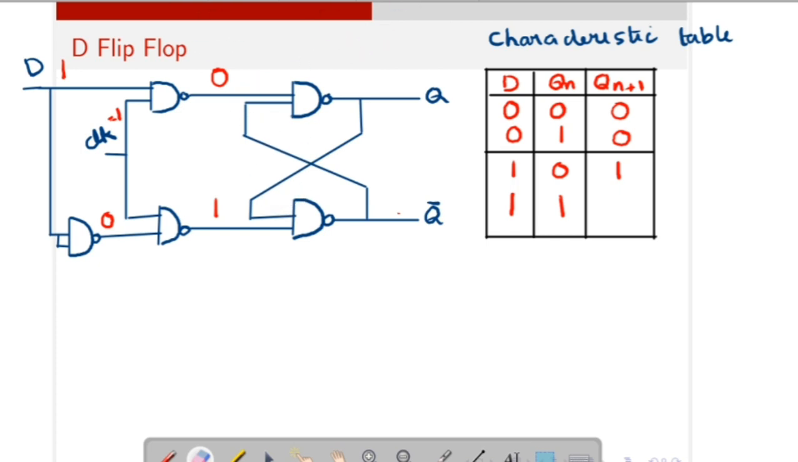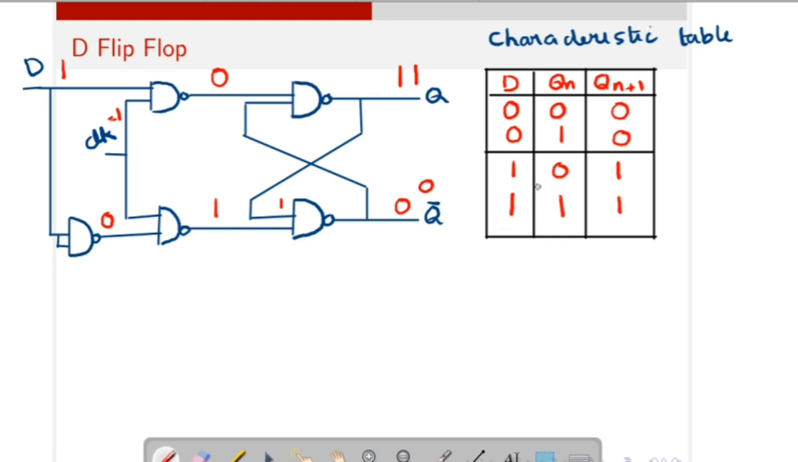So when present state is equal to 1, here Qn bar is 0. Here it is the same, input is 1. So for these two NAND gates, the outputs are 0 and 1. Here one of the inputs is equal to 0, which means output is equal to 1. Here both the inputs are 1, then output is equal to 0. That means output is equal to 1.